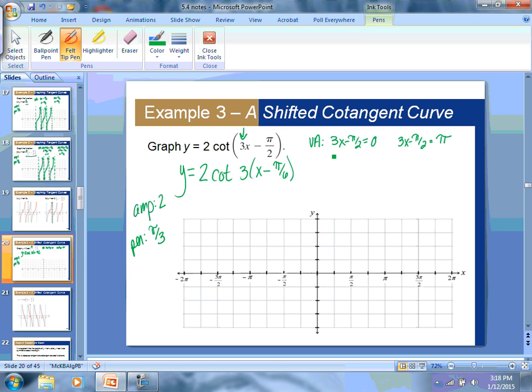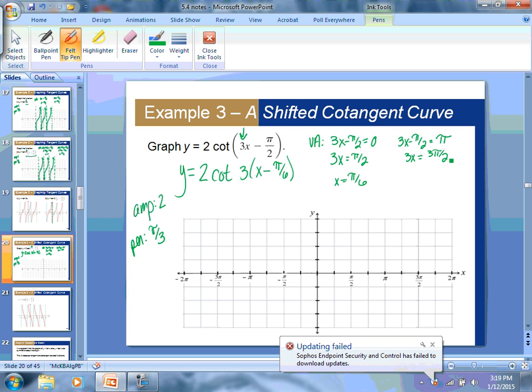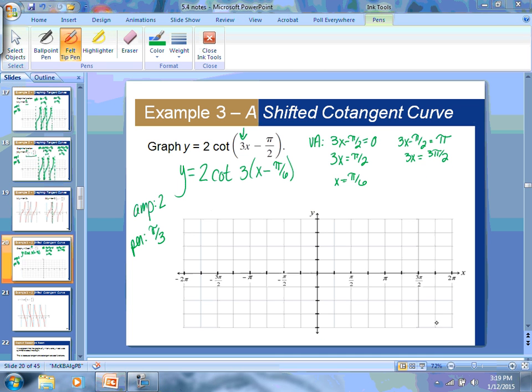So now if I solve this for x, I'll have 3x equals pi over 2. And when I divide by 3, I get pi over 6. Here I'm going to add the pi over 2 over. So I'll have 1.5 or 3 halves. And then I'm going to divide by 3.